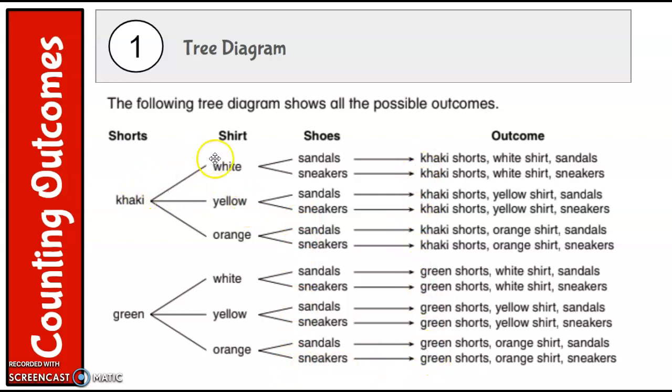I could have khaki, white, and sandals. I could have khaki, white, and sneakers. I could have khaki, yellow, sandals. I could have khaki, yellow, sneakers. If you follow each branch of the tree, you get a different outcome.